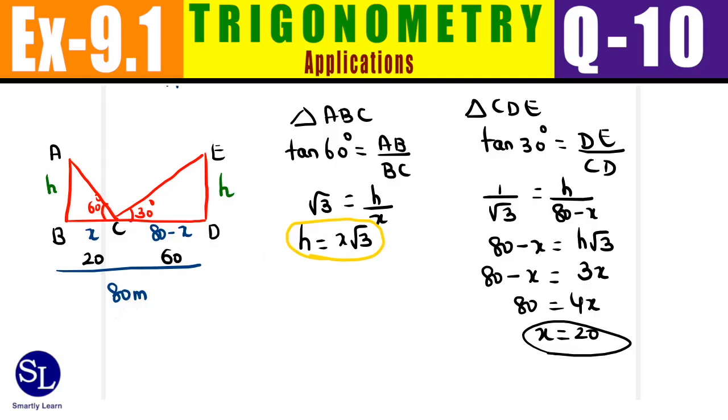Now what is going to be the height of the building or the pole? So H is equal to X root 3. X we found out to be 20. So the height of the pole is equal to 20 root 3 meters.